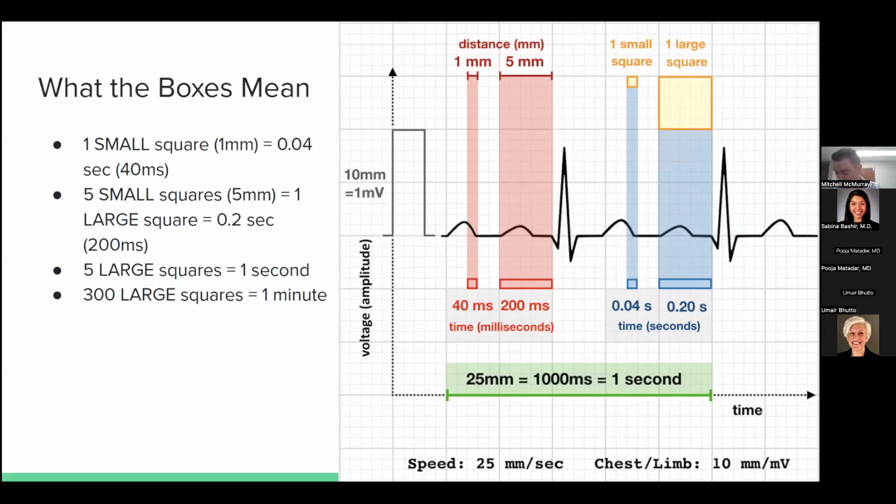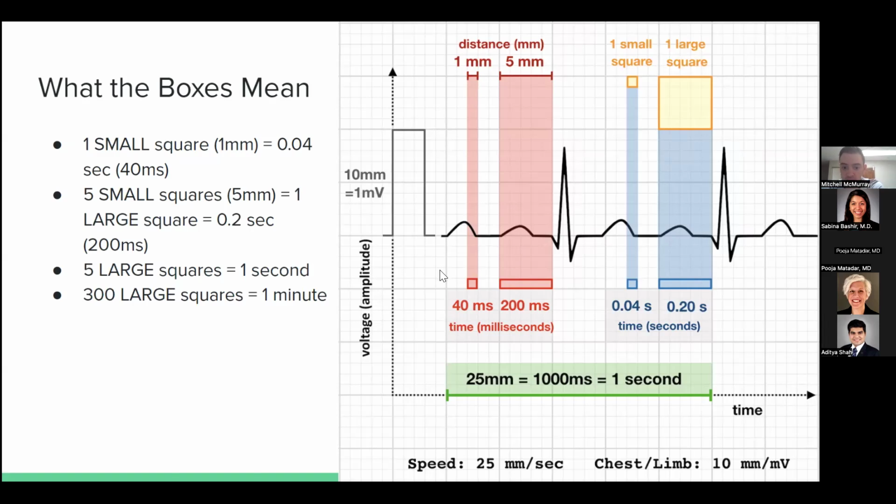Like I said, very basic stuff. So each EKG is about a 10-second tracing. And you'll notice that there's little boxes in each EKG tracing. One small box is 1 millimeter, which is important when we're going to talk about heart attacks, STEMIs. One small box is 1 millimeter and 40 milliseconds.